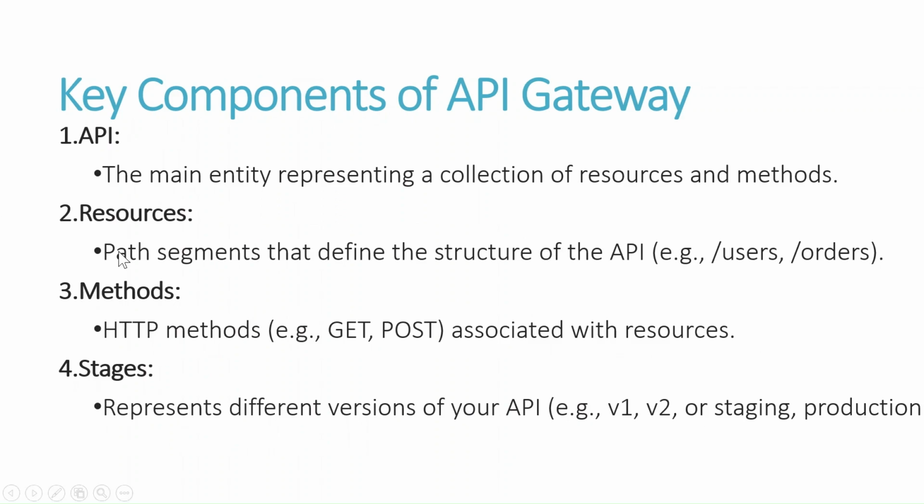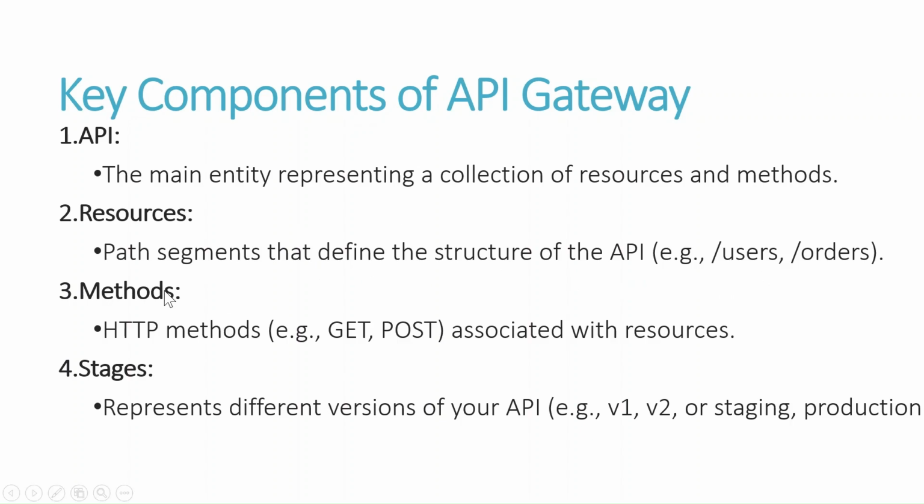The second one is resources, path segments that define the structure of APIs, for example users or orders. So, the building blocks of an API representing different parts of the data or functionality. So, each resource has a path that looks like a folder structure, like /users/orders. So here, users might represent the user data, and orders might represent the purchase orders.